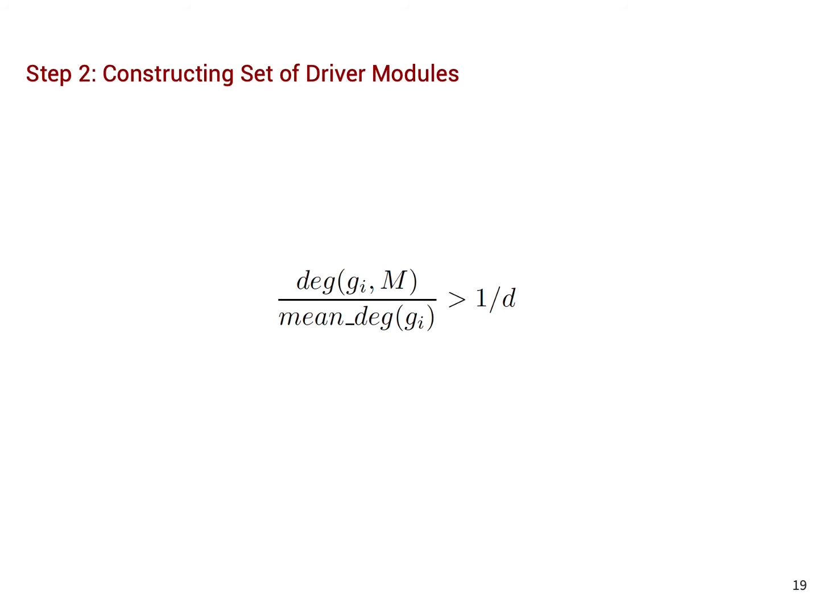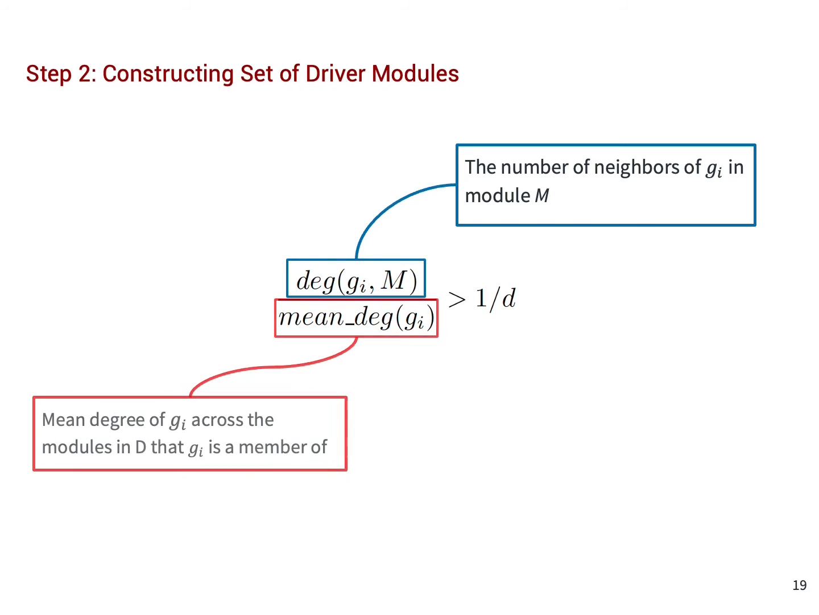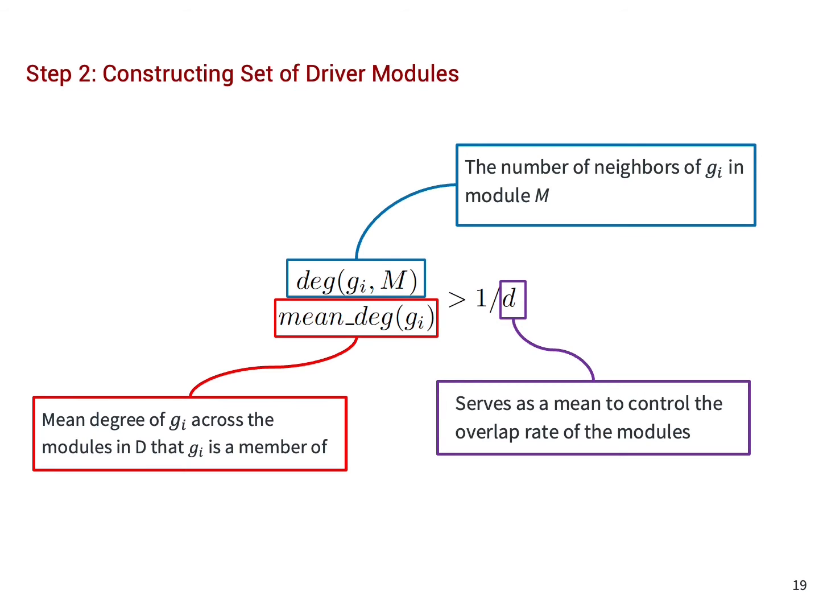The second condition is related to the overlap between the modules. For each gene g_i, the degree of g_i with respect to M, that's the number of neighbors of g_i in module M, over the mean degree of g_i across the modules in D that g_i is a member of, should be greater than 1 over d. So d serves as a means to control the overlap rate between the modules. As d decreases, genes that are part of previous modules are not going to be considered for the next steps, and in that way the overlap between the modules will be small. Both T and d are set using a Bayesian optimization procedure.